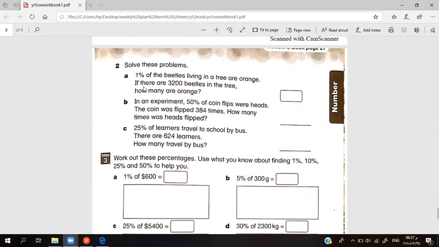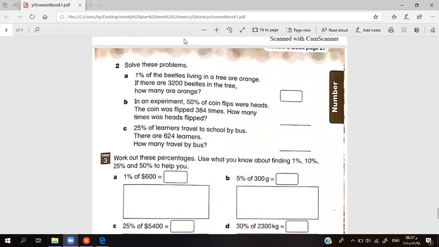Okay, it's the same here. 1% of the beetles living in a tree are orange. If there are 3,200 beetles in the tree, how many are orange? If 1% of them are orange, 1% means 1 over 100, right?